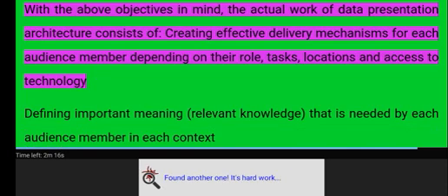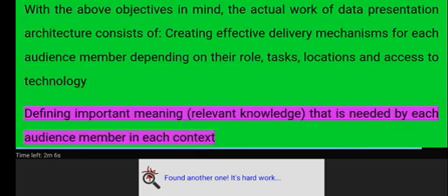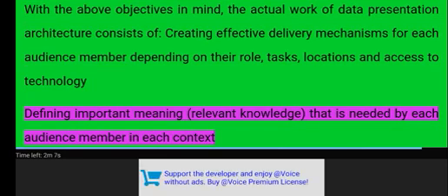With the above objectives in mind, the actual work of data presentation architecture consists of creating effective delivery mechanisms for each audience member depending on their role, tasks, locations and access to technology. Defining important meaning, relevant knowledge that is needed by each audience member in each context.